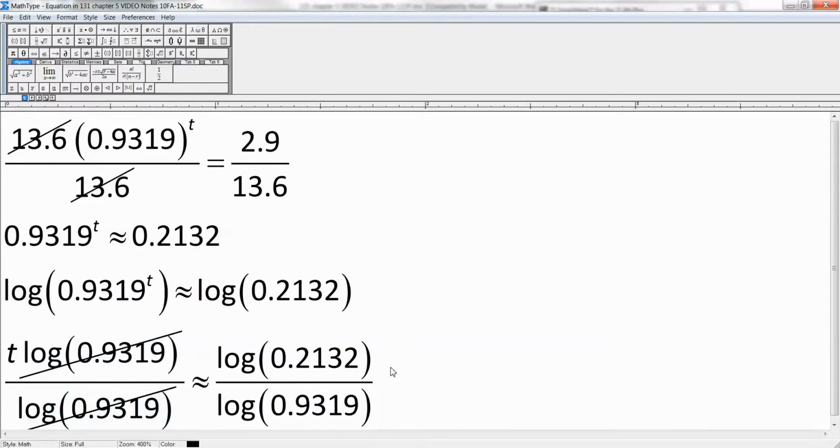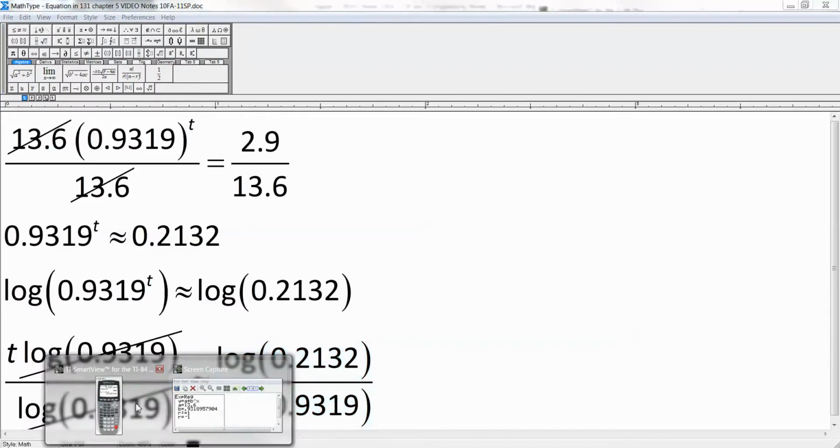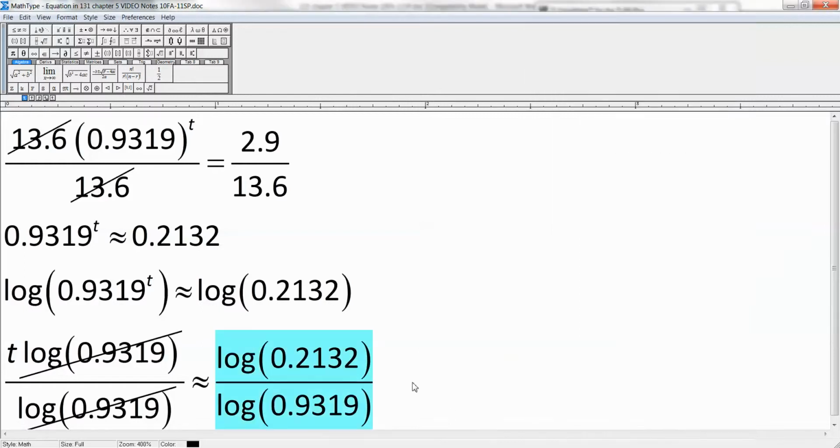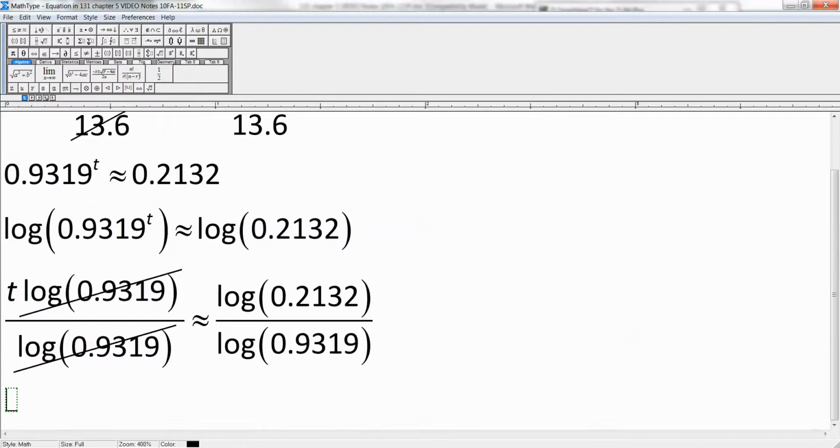Okay, on that side. So all I've got to do is make my calculator find this part, and I'm done. So let's see. The log of that number, 0.2132, blah, blah, blah. Close your parentheses for sure. Then divide it by the log of 0.9319. There you go. It's about 21.9. So t is approximately 21.9.